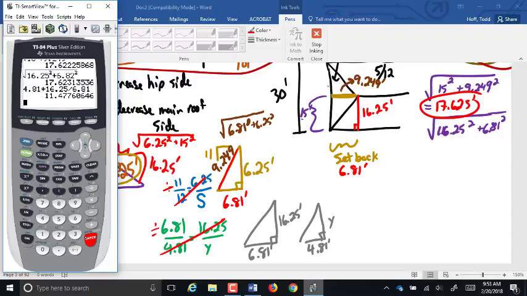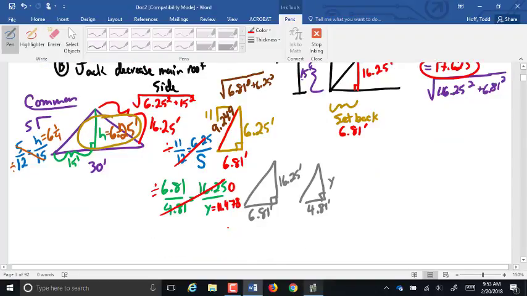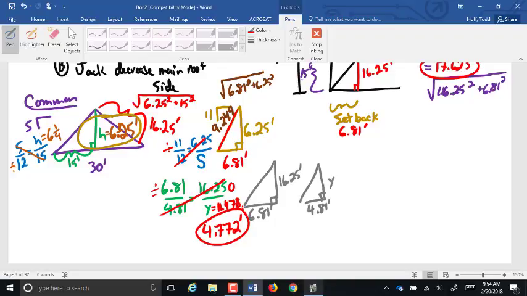gives us 11.478. You got it. We subtract that from 16.250, which is going to give us 4.772, I believe. Works for me.